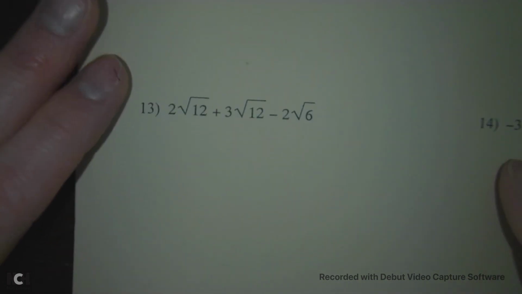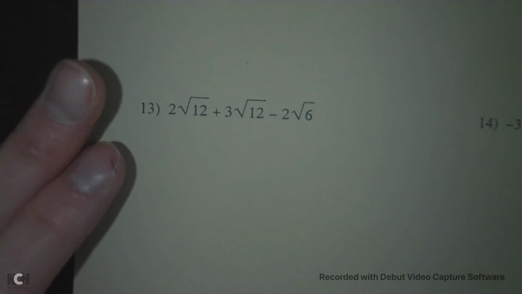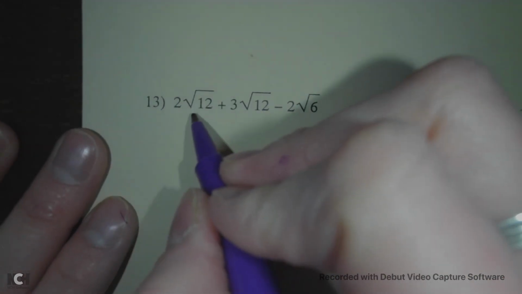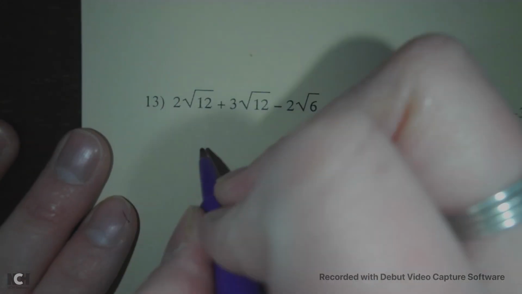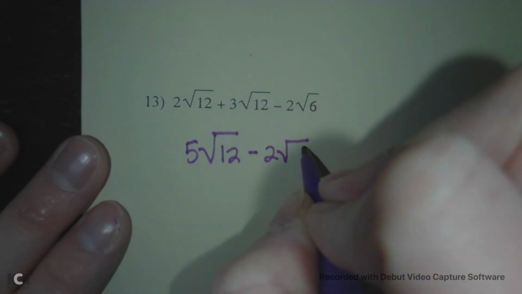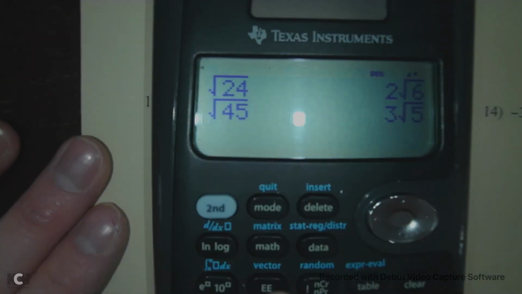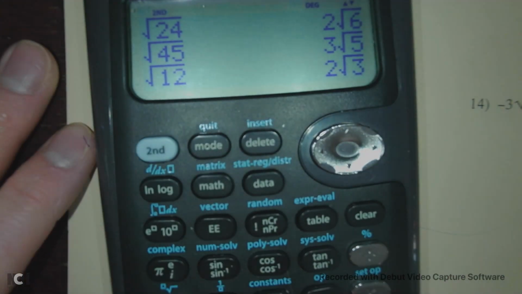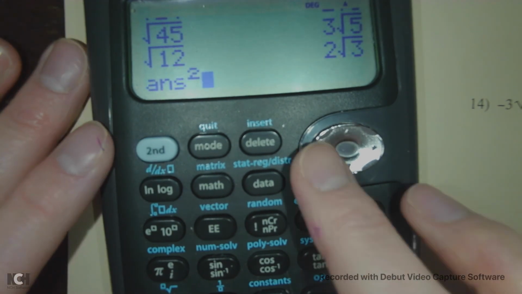Okay, let's try another one. Okay, number 13, sorry. Okay, so I'm going to start by combining these. So if I have 2 root 12's and 3 root 12's, that means that I have 5 root 12's, and then minus 2 root 6. So then we're going to check and see if we can reduce root 12. And we can, to 2 root 3. But remember, root 6 doesn't reduce because we tried to reduce that earlier.